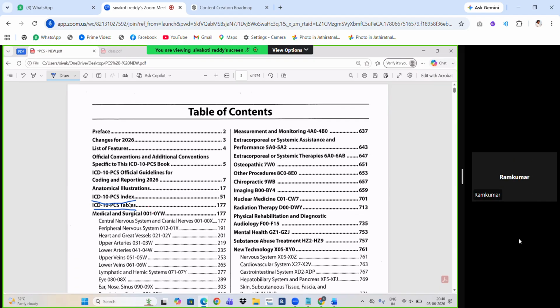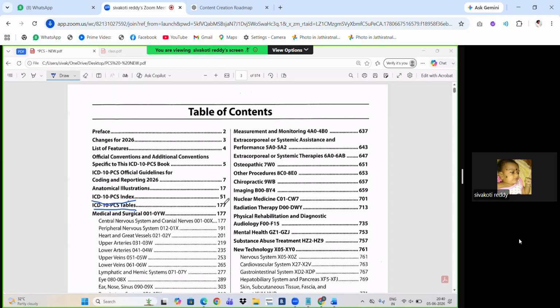First index, then tables. Whatever the given procedure, we need to go for the index first. Then you need to identify the code. In the index, you will get minimum 4 digits, maximum 7 digits. If you find 7 digits in the index, no need to use the tables. If you get 4, 5 or 6 digits, you need to use the tables for the remaining characters.